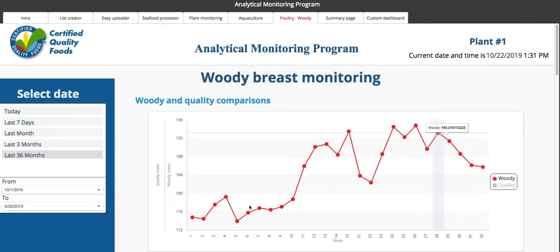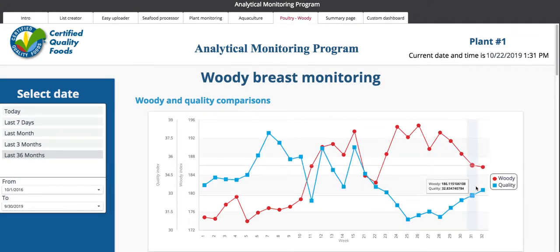And here we can see that the woody score is increasing. And so the higher the score here, the less chance that bird is going to have woody breast. And we can overlay this with quality, and we can see how our quality metrics are.